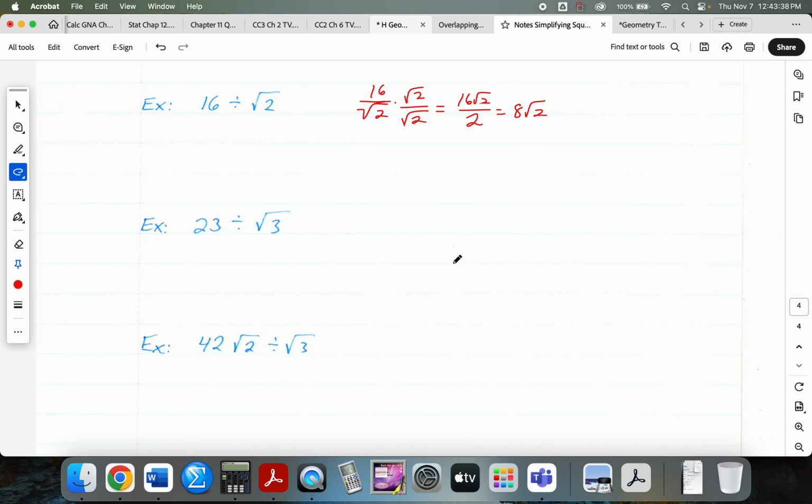We're going to do this so much, dividing by the square root of 2 and dividing by the square root of 3 and multiplying, most of you will get to the place where you don't even have to write a lot of this out. You can just do it in your head. You're going to have so much practice. All right, for this one, this is 23 over the square root of 3.